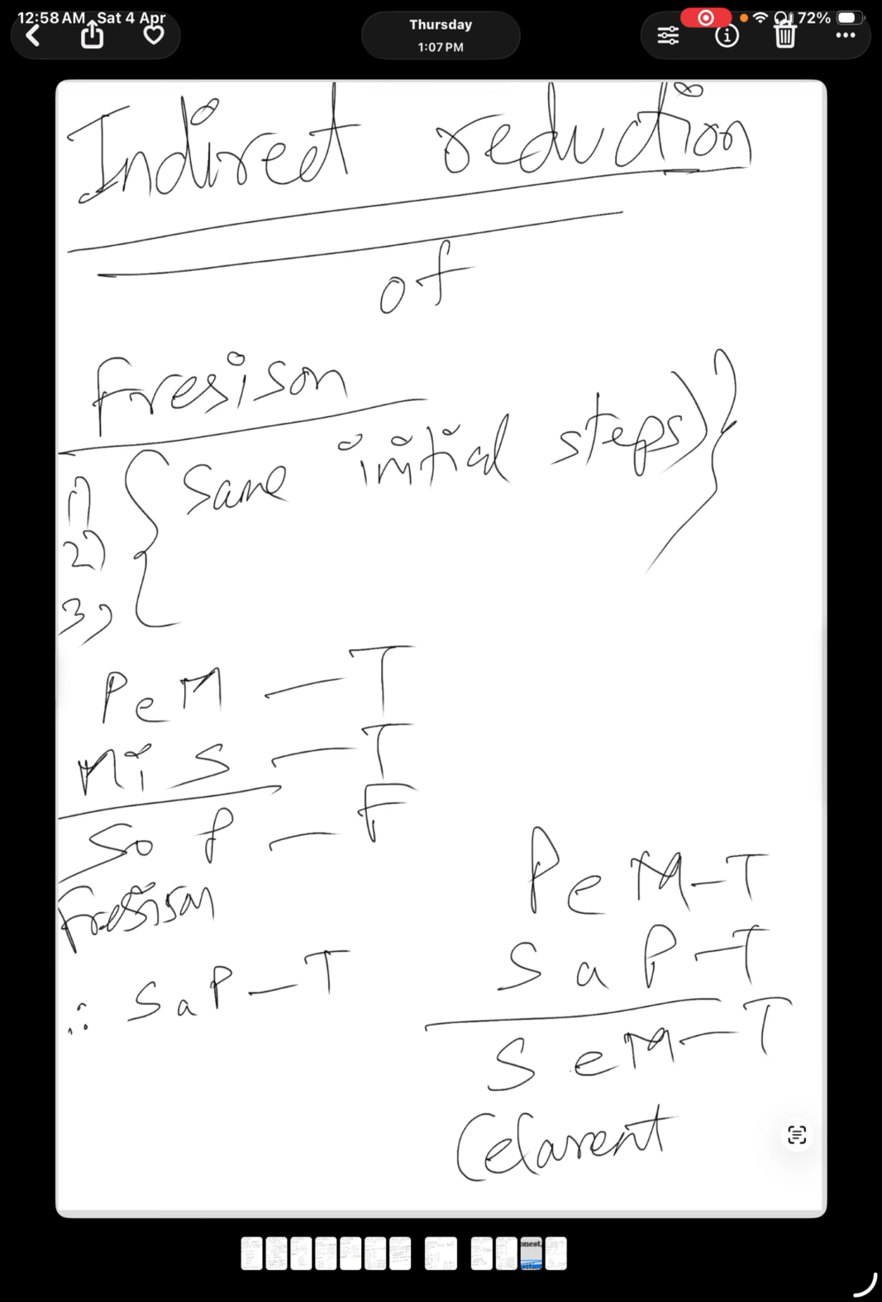Now let's see Ferison. The first few steps are the same. Suppose it is invalid. If it's invalid, you'll get true premises and a false conclusion. Then whatever conclusion comes, take its contradictory and make it true. Ferison is figure number 3, so true PEM, MIS, SOP. Ferison means EIO will be the mood. So you have true premises and a false conclusion. So you have SOP as false, its contradictory will be true. So you have SAP as true.